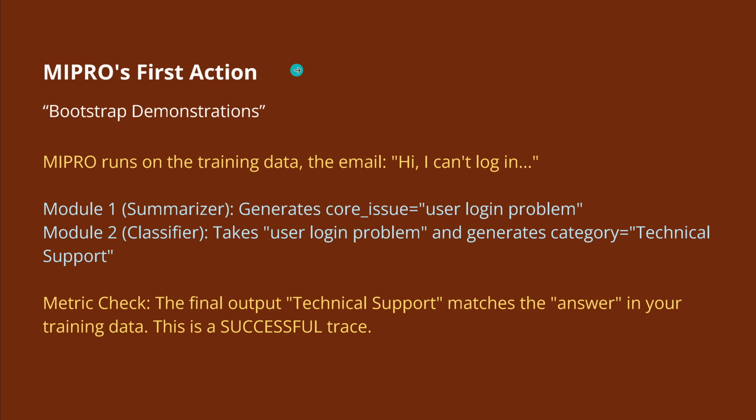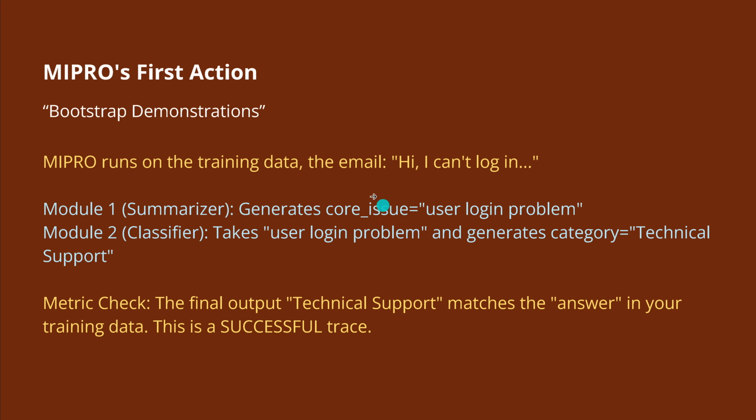Now the magic of DSPy happens. Step 1, bootstrap the demonstration. This optimizer now runs on your training data. It says, okay, this is what the user wants. Module 1, summarizer. Module 2, the classifier. It takes the core issue or generates the core issue, user login problem, and then the classifier takes the user login problem and generates categories, and you get the idea.